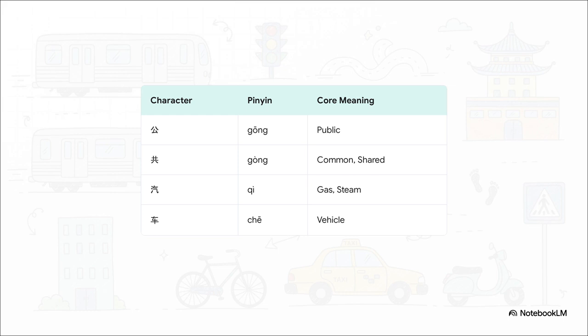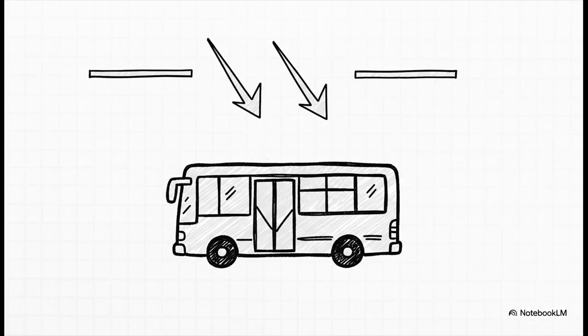So, what happens when you put it all together? You get a public gas vehicle. It's a completely logical and descriptive name. Now, knowing the meaning is only half of the battle. We have to be able to say it right, and that means focusing on the tones.